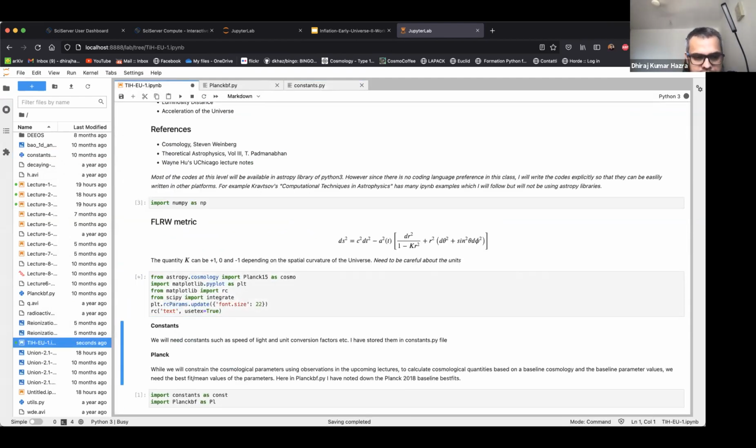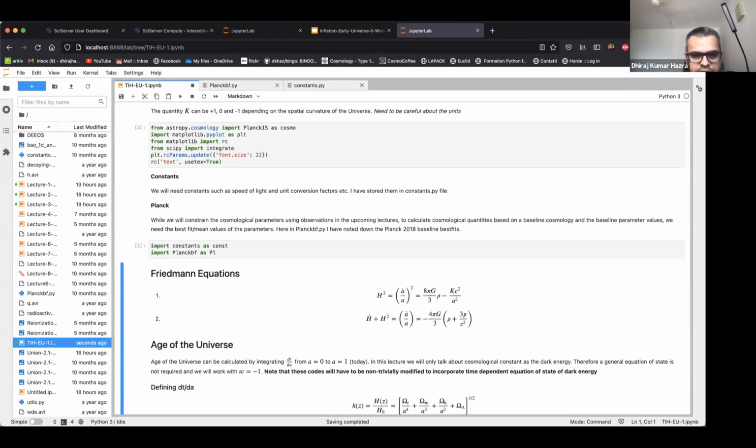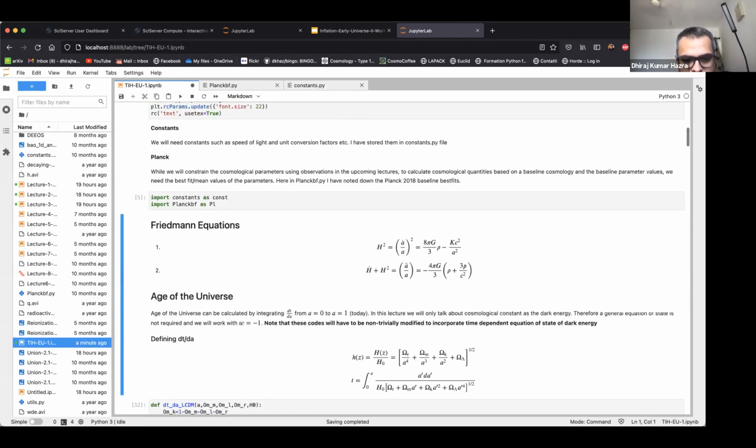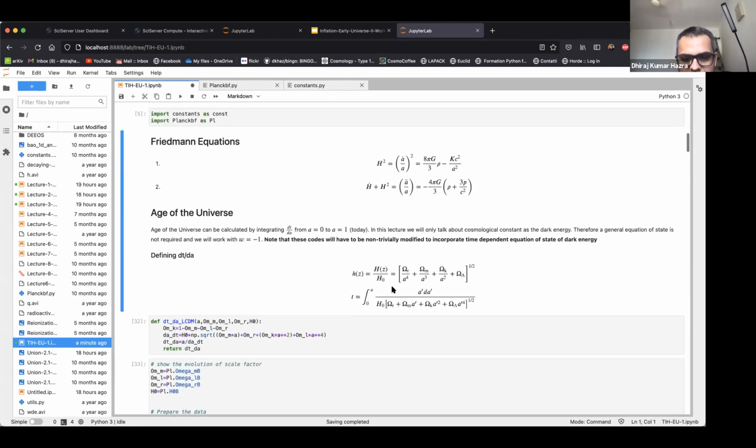All right, so let's go ahead. Friedmann equations are these: H squared equates with rho, and H dot plus H squared. The age of the universe you can simply get from here. So small a of z can be written as the Hubble parameter at any time divided by the Hubble parameter today, and there go all the omega r, omega matter, omega k and omega lambda.